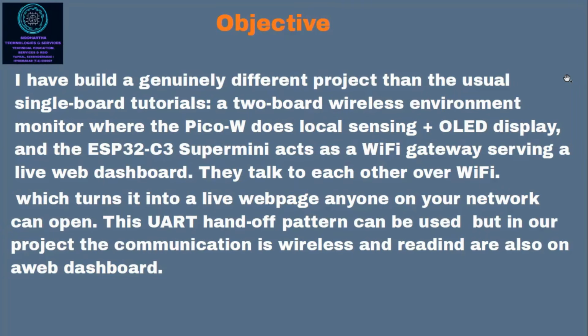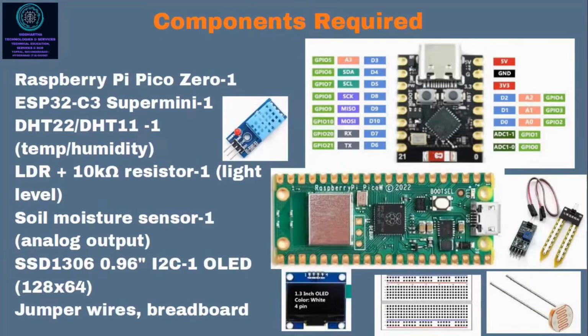All right, let's go to the second part: what are the components we have used? I have used a Raspberry Pi Pico W board, one, and an ESP32-C3 Super Mini, one. Please remember that both of them have Wi-Fi. I have used a DHT11 sensor for temperature and humidity; instead, you can use DHT22 also. An LDR with a 10 kilo ohm resistor, a single LDR, for light intensity.